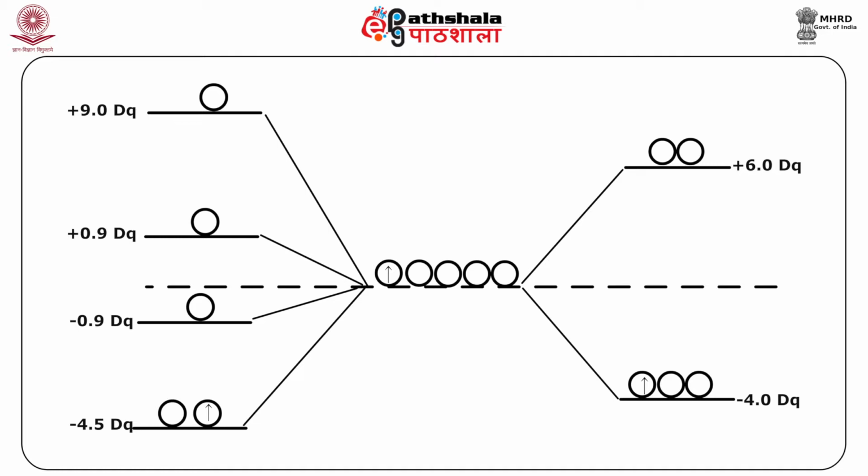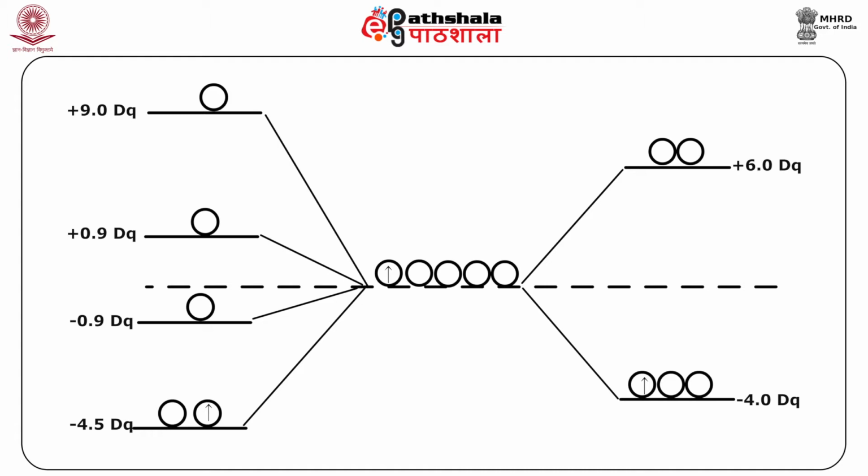In this case, if the first electron enters the least energy orbital, then in case of octahedral geometry, the total crystal field stabilization energy that you can achieve should be 1 into minus 4 Dq plus 0 into plus 6.0 Dq. Overall, the total crystal field stabilization energy would be minus 4 Dq.